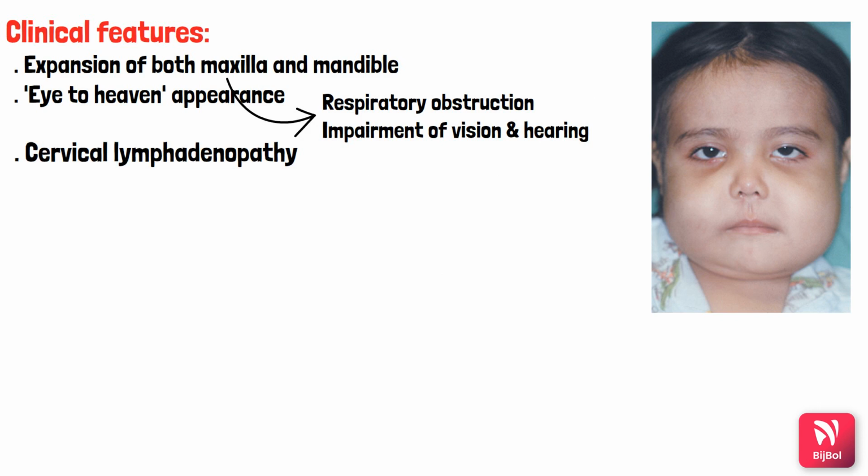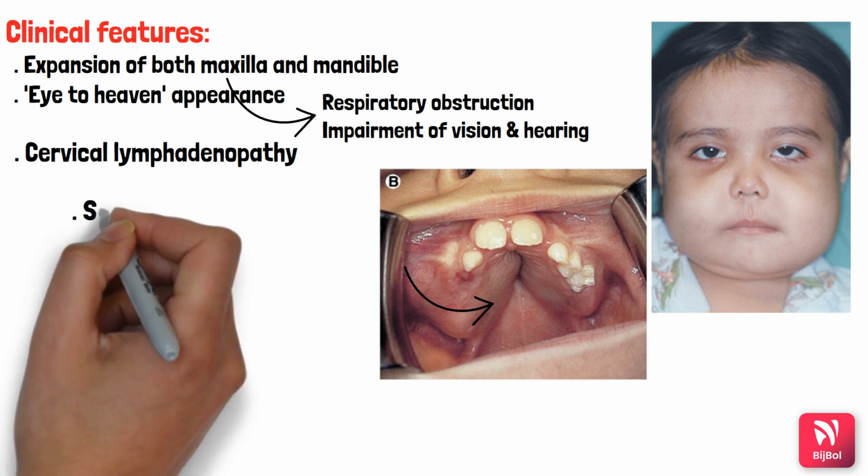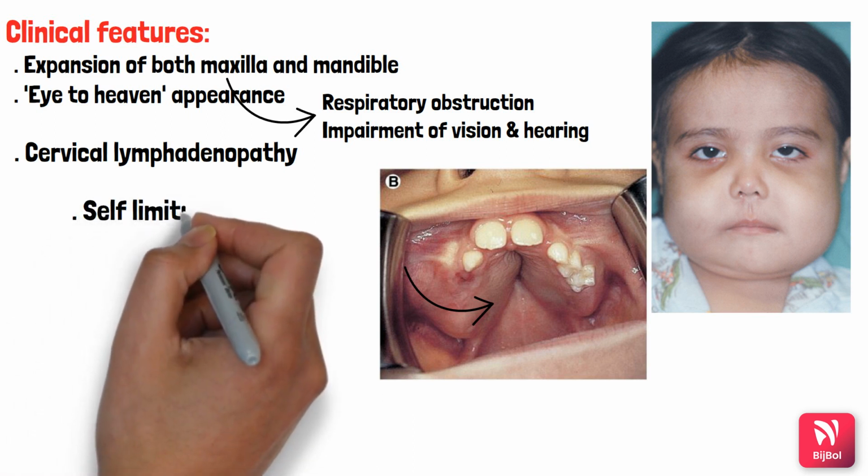So one more important, and here like oral manifestations, if we see in these patients, as you can see in the picture, there will be narrowing of the maxillary alveolar ridges, because of which the shape of the palate will become V-shaped. And as you can see, not all teeth are present, so multiple missing teeth will be there, especially molars, they will be missing. Okay. And one more important feature of cherubism is that it is a self-limiting disease.